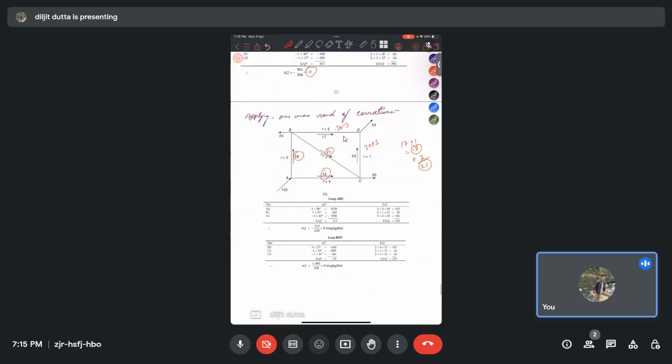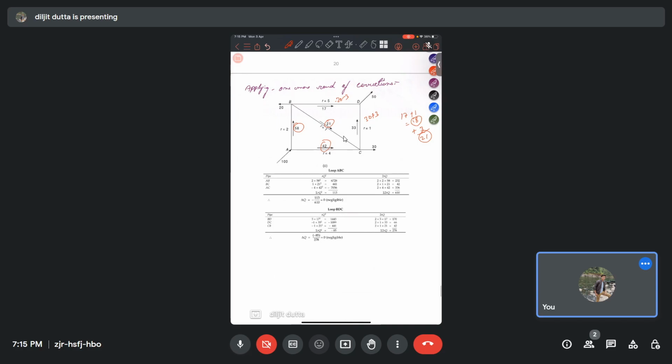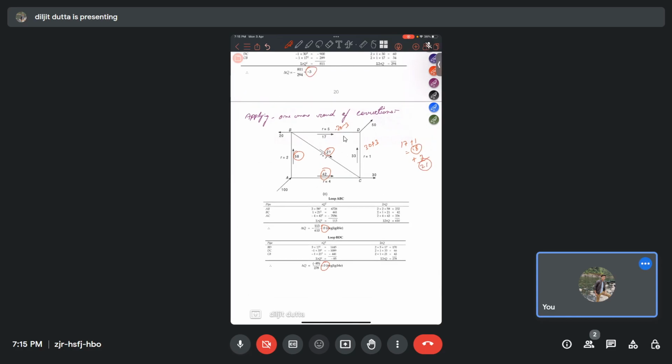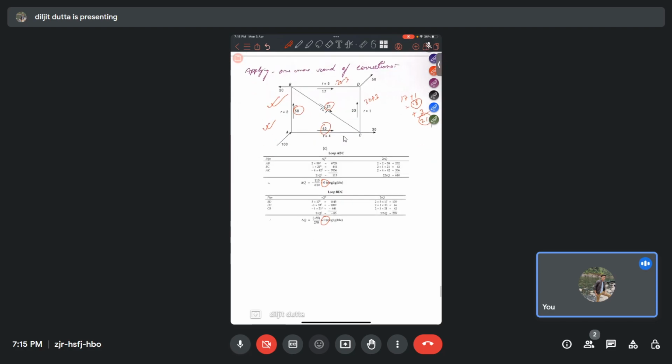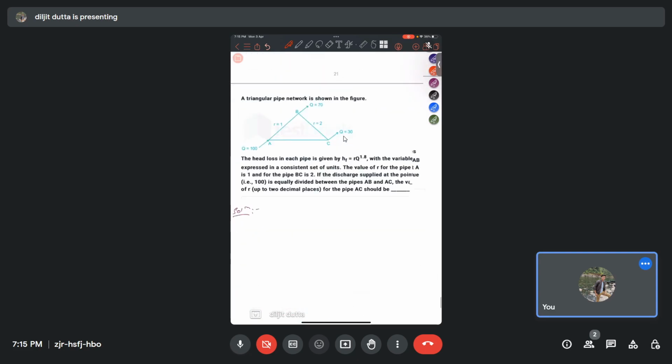Now for the reverse flows, we again do the same method and find delta Q. It is less than 1, approximately 0, and less than 1 also for BDC. So the final values will be these values. Approximately, the final values in each pipe will be this. So this is a very efficient method for calculating the flows in each of the pipes.